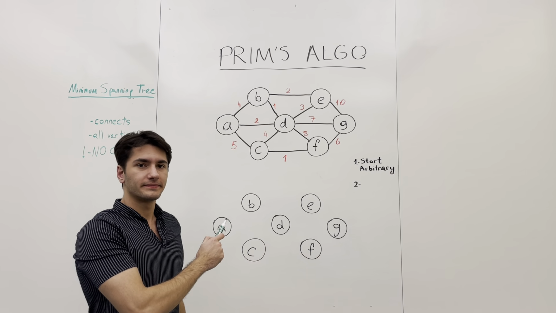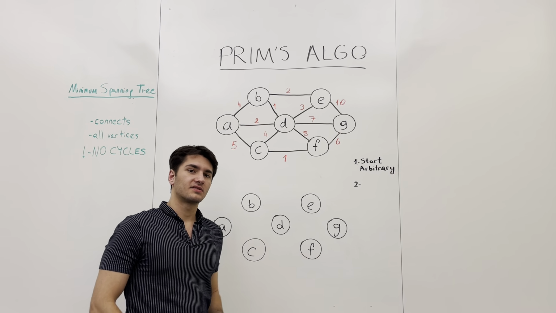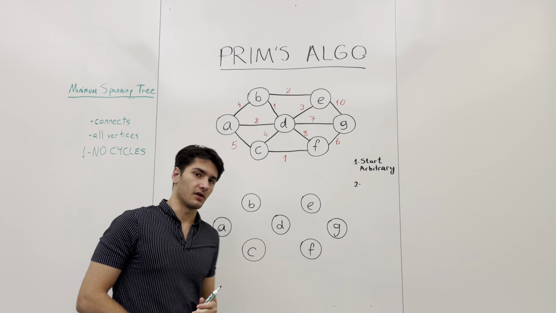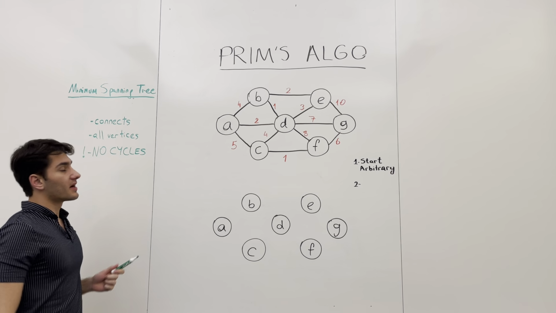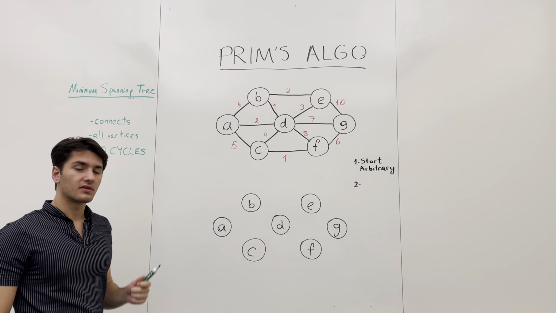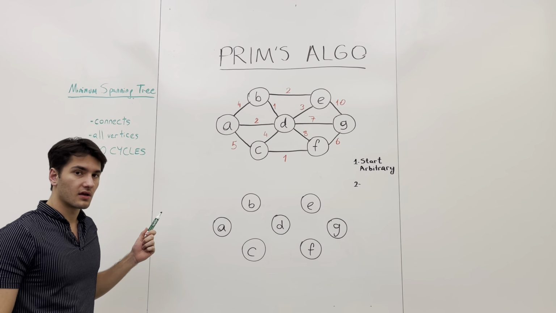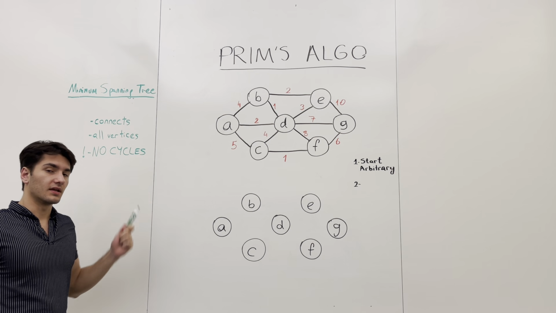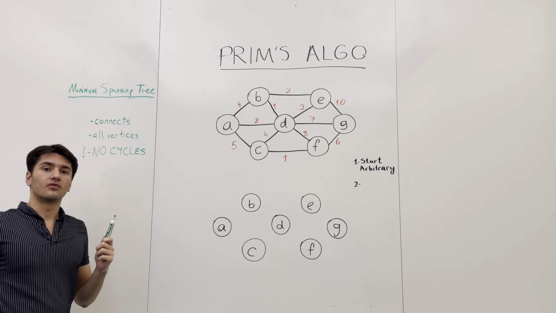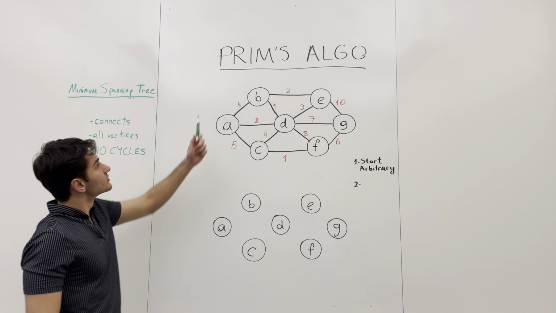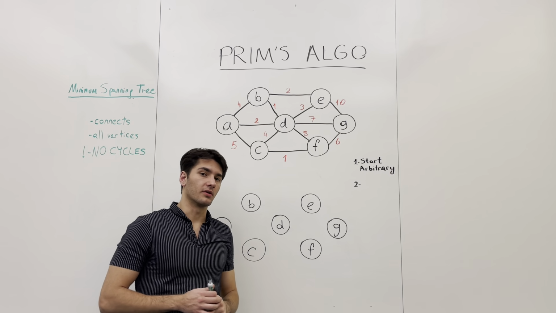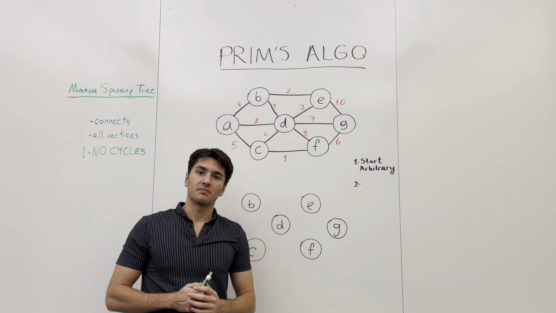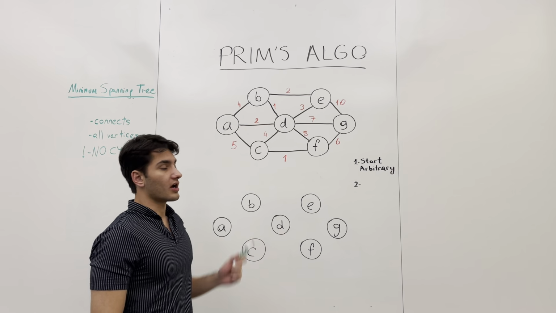Prim's algorithm. Before we get into that, let's remember what minimum spanning trees are. A minimum spanning tree is a subgraph that connects all the vertices, and it must not include a cycle in the tree that it creates from a graph. So, what is Prim's algorithm? Prim's algorithm creates us a minimum spanning tree from a given graph.